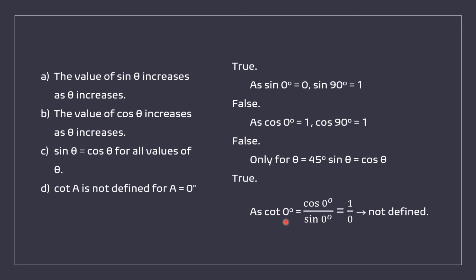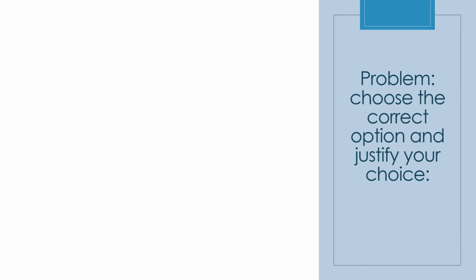Therefore, here cot 0 degrees is equal to cos 0 degrees by sin 0 degrees. But cos 0 is 1, we know from the table. Sin 0 is 0. 1 by 0 is not defined. We know that. That's why this is a true statement. Like this we can solve. Let's see the problem.